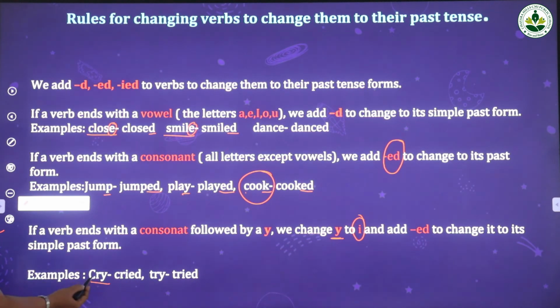For example, cry, C-R-Y, cry. See, the verb ends with the consonant followed by Y. The spelling is C-R-Y, cry, and R is a consonant, and that consonant is followed by Y. To form the past tense, you replace Y with I, and then you add ed. Okay, the past form of cry is cried.